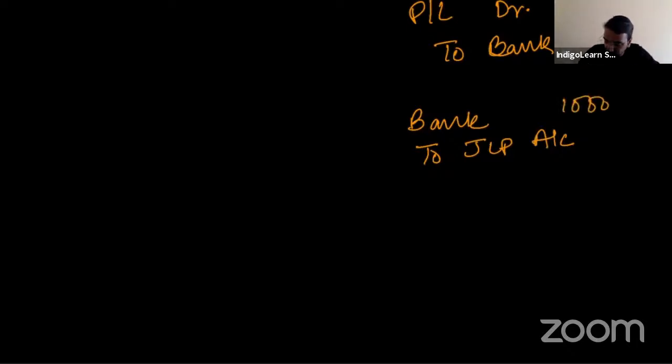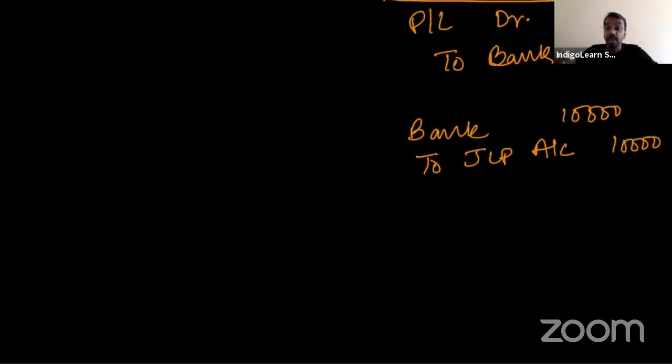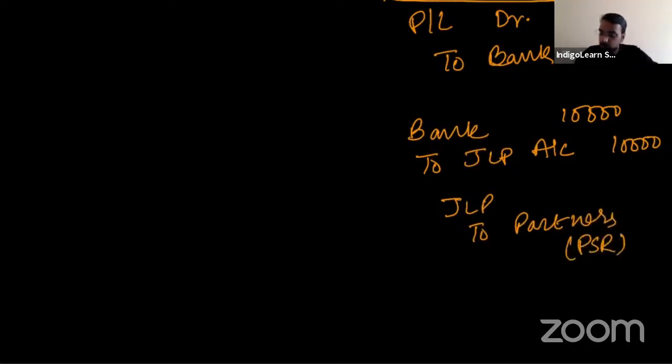When you receive the money back, you would simply do bank to joint life policy account. Let us say you receive 10,000. Bank to joint life policy account 10,000, and this joint life policy balance, whatever is there, will be distributed to the partners in their profit sharing ratio. So joint life policy to partners in their profit sharing ratio. Okay, this is the first method to account for it.